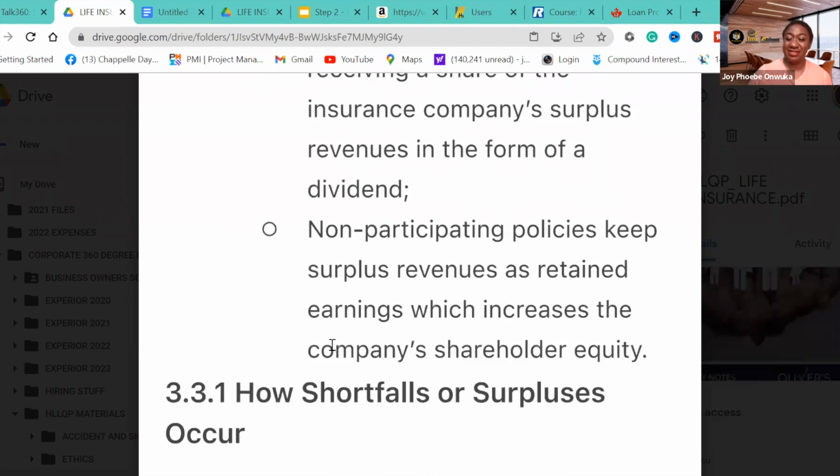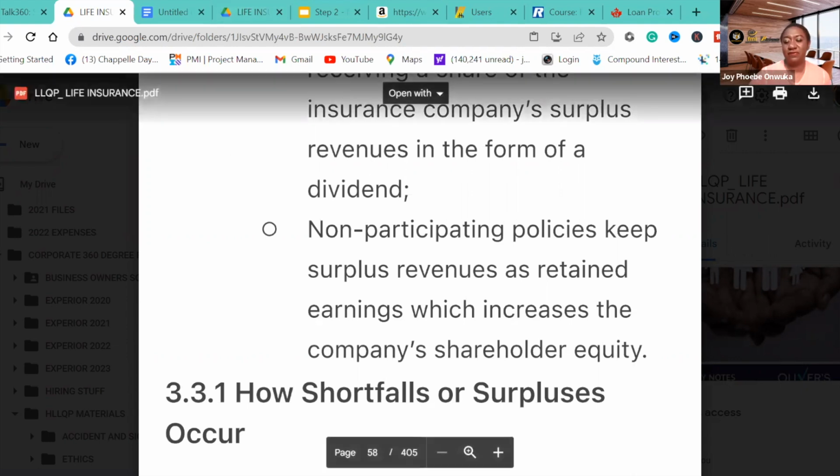That is participating. You see, when you say participating, you're participating in the goodies. You're taking part in the goodies, okay? So when you're participating, you're getting dividend, taking part in the dividend, you're eating the benefits of the goodies when it happens. A non-participating policy keeps surplus revenue as retained earnings, which increases the company's shareholders' equity. So with non-participating, they don't take part in the goodies.